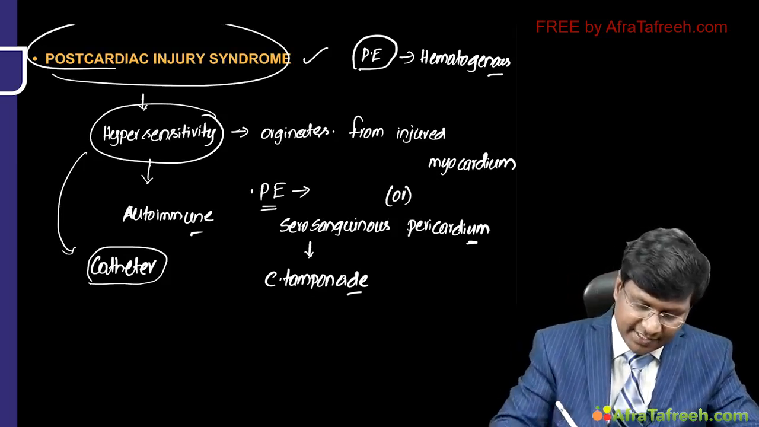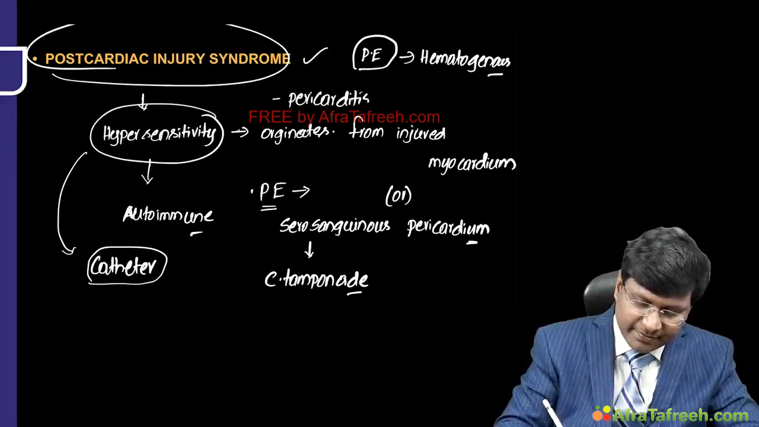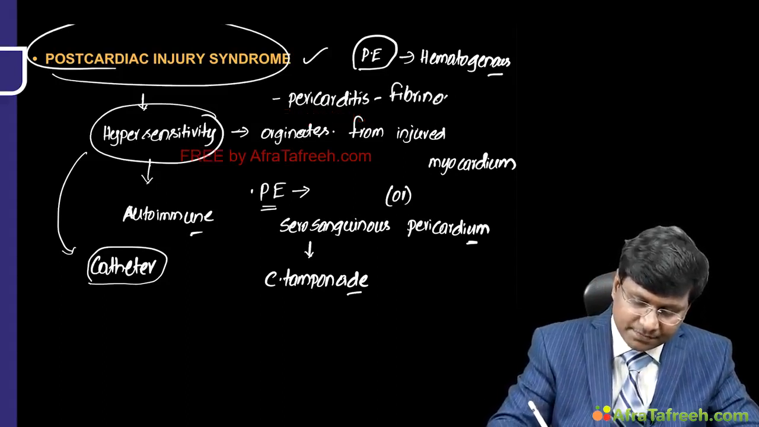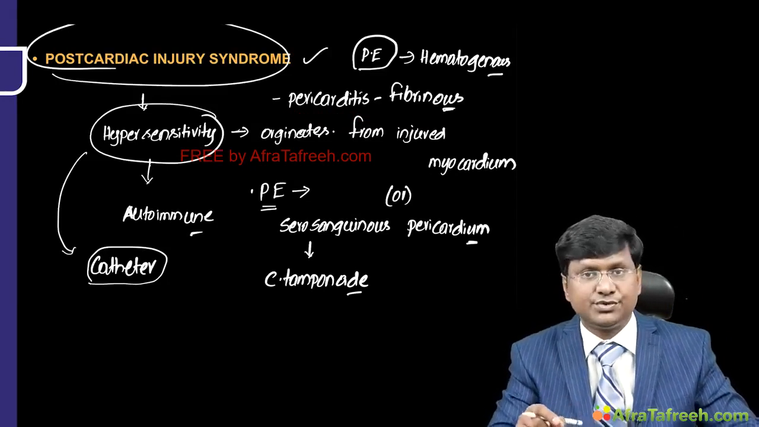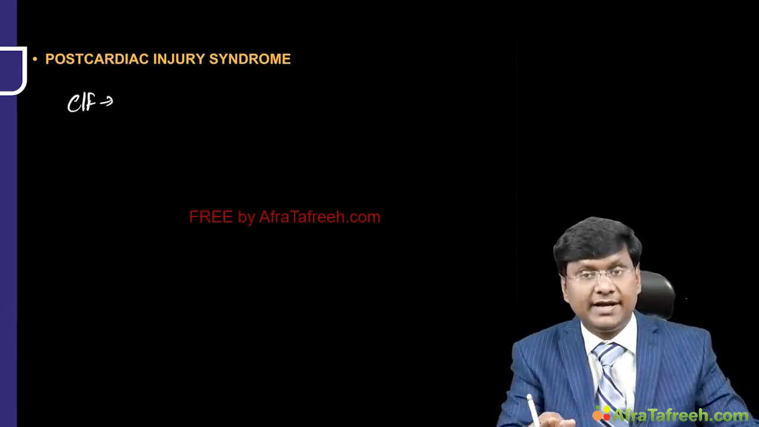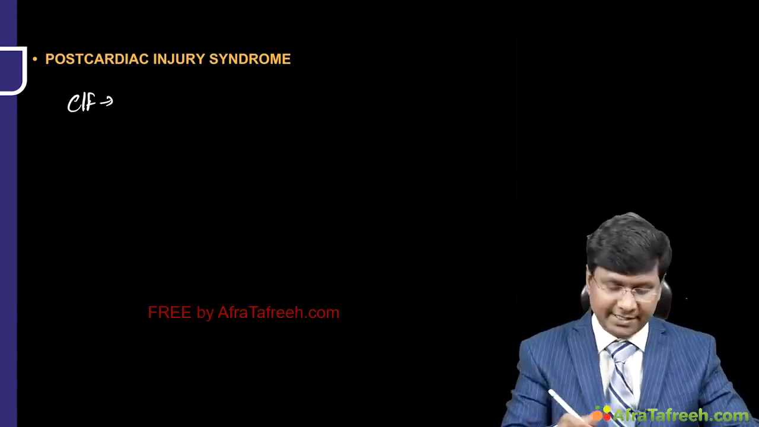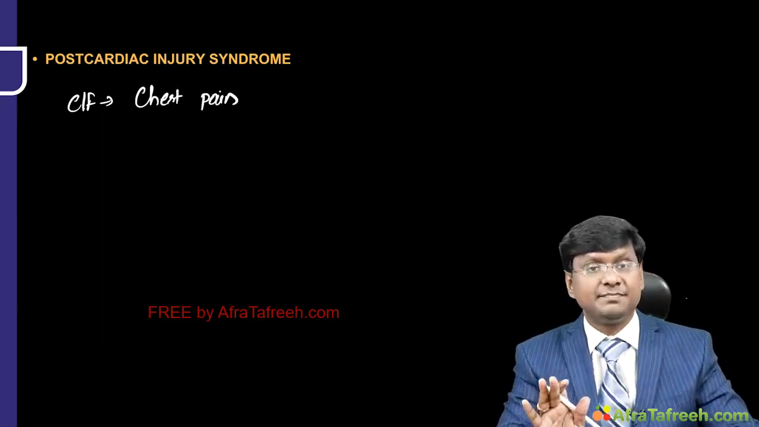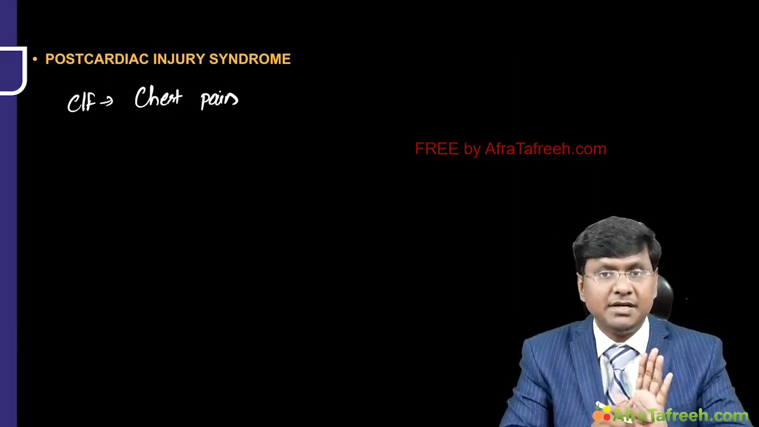And the pericarditis these individuals develop will be the fibrinous variety, fibrinous pericarditis. That is the type of pericarditis you will have in post cardiac injury syndrome. The clinical picture, as I have already discussed, is similar to that of viral or idiopathic pericarditis. These patients develop chest pain, which is the principal symptom.